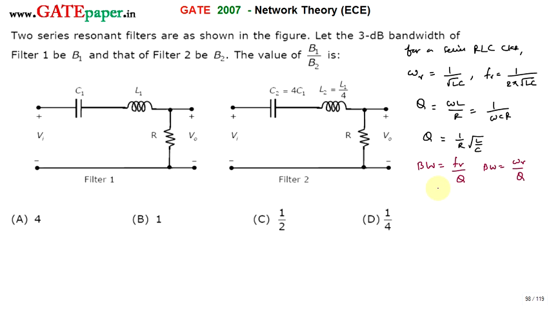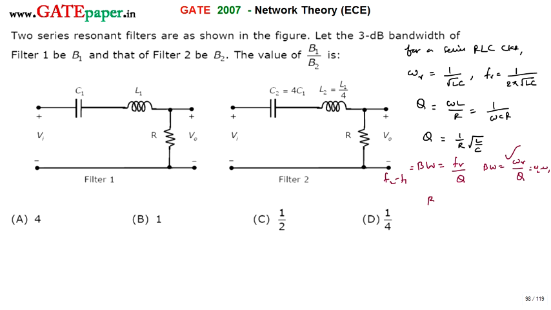You can use either of these equations, but if you are using FR, then bandwidth is nothing but F2 minus F1. If you are using omega R, then it is omega 2 minus omega 1. If you are using F, bandwidth will be in hertz. If you are using omega, bandwidth will be in radians per second. Only the units will differ, but not the value. So now we are going with this equation for simplicity.